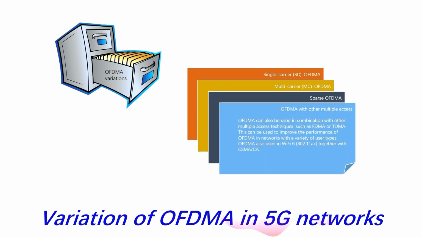OFDMA also can be combined with other multiple access techniques such as FDMA, TDMA, and, as mentioned before, it is being used together with CSMA collision avoidance in Wi-Fi 6.